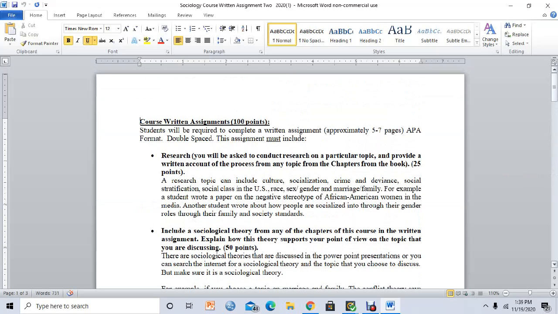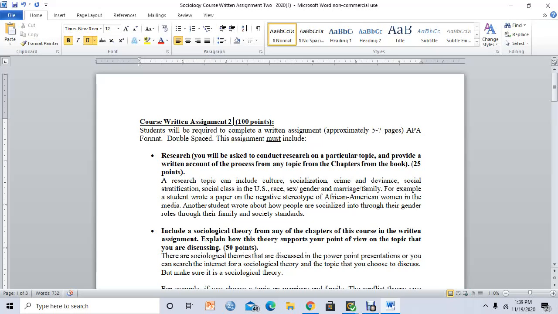I'm just going over the second written assignment, which would be course written assignment number two, which is worth 100 points. So this one is an assignment that I have to explain. It's 5 to 7 pages. Also, again, you can access it through checking on the modules, which has written assignment on there too. So you have to have 5 to 7 pages. I'm going to explain the format in detail in a minute.